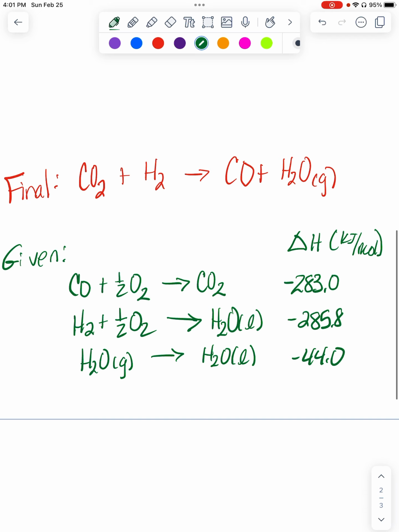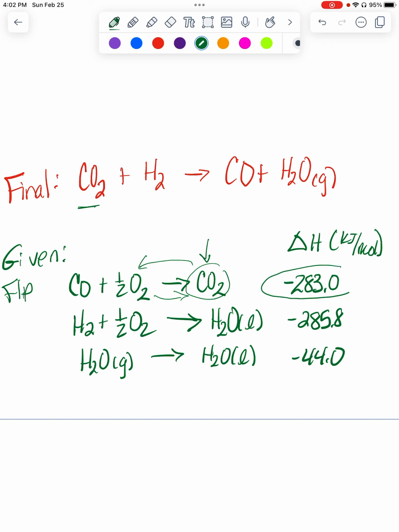This one's a little bit more simple. So how do you go about manipulating the equations? The first thing you want to look at is where is everything? Do you notice how CO2 is a reactant, but right there it's a product? So we're going to have to flip this equation. And that just means literally take the products, make them reactants, reactants become products. When you do that, you change the sign on the delta H value. So we know we need to flip that one.